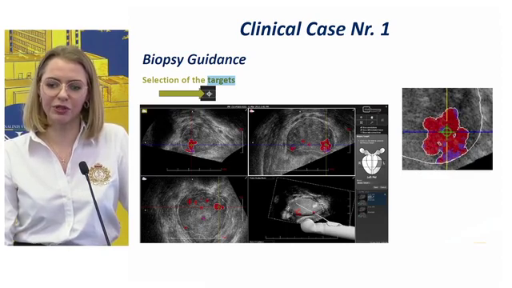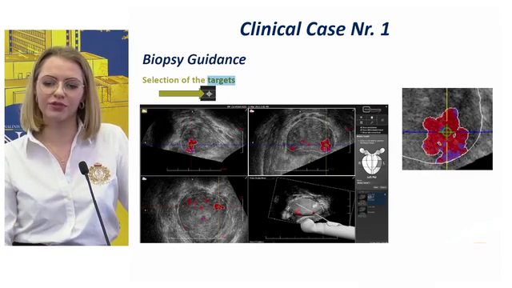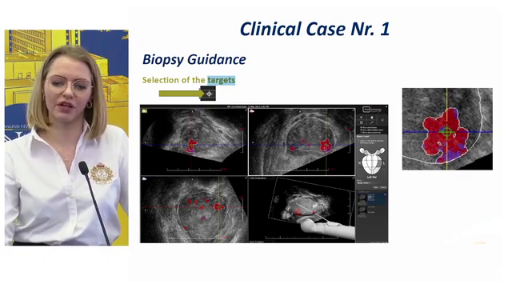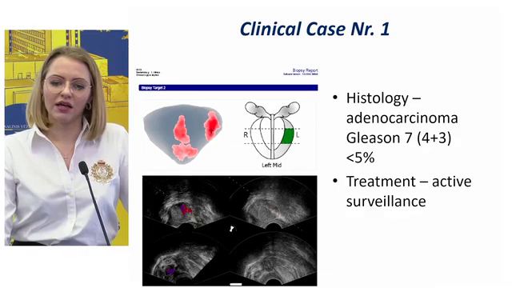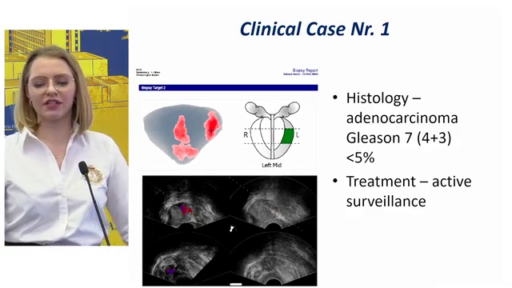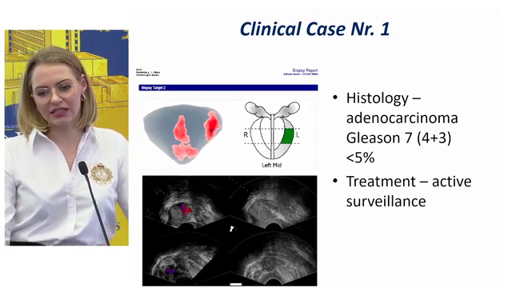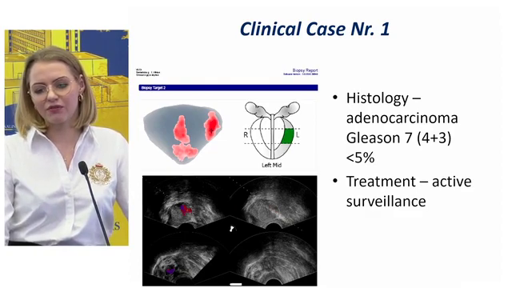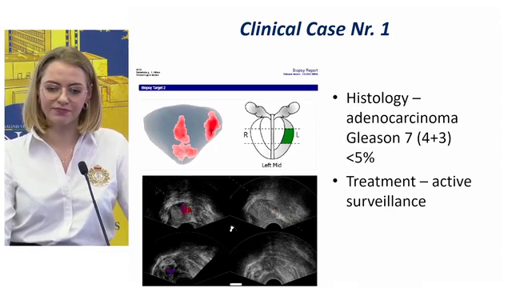Here you can see on the picture the needle position. It shows the right position, that's why the biopsy should be easier to perform. So what did we get? We got the histology result of adenocarcinoma Gleason 7, 4+3 in less than 5%. The treatment chosen was active surveillance.